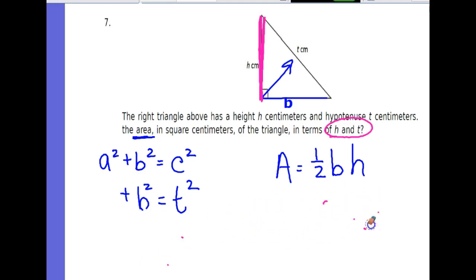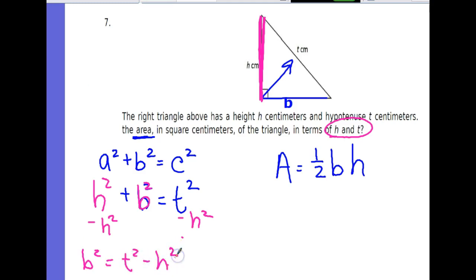So, how do I do that? Well, if I'm going to have it in terms of h and t, what's not going to be there? B is not going to be there. So I solved it for the wrong one. I need to solve it for the b. So I need to subtract the h squared from both sides. The b squared equals t squared minus h squared.